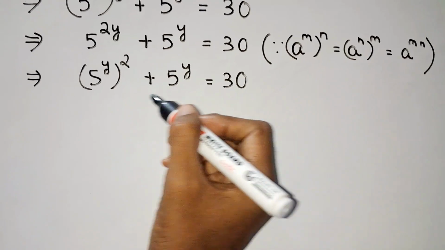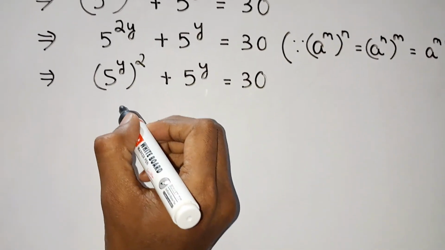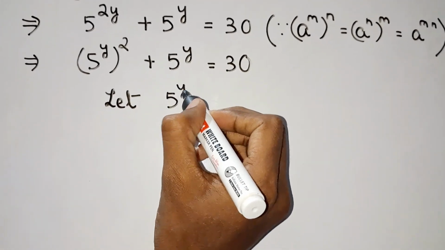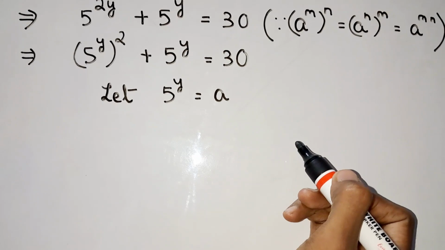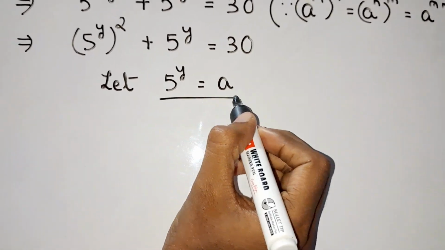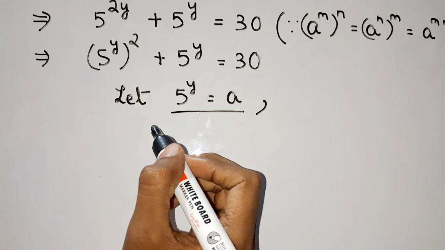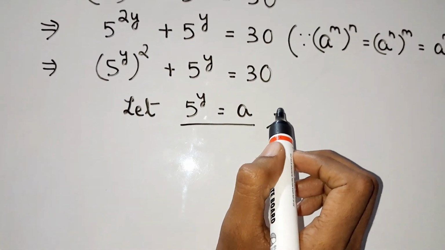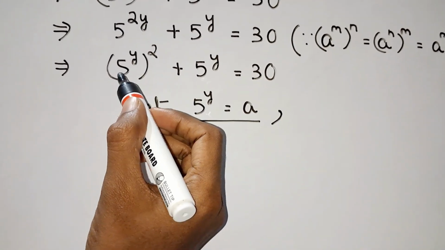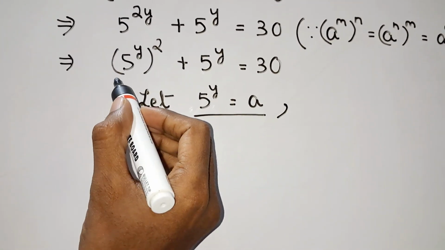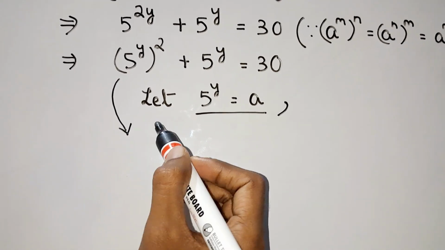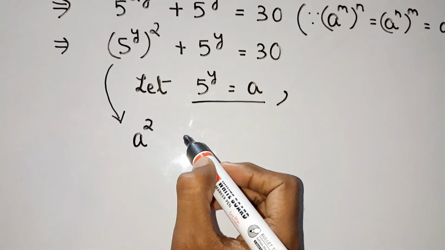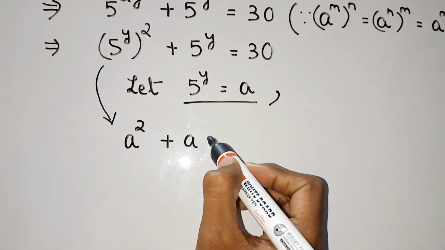Okay, so now what we can do, we can assume 5 to the power y as some other variable, say a. Okay, if we assume this, our workload will get reduced. This will be simplified to just a quadratic equation. That means if we replace 5 to the power y by a, this will get converted to just a simple quadratic equation, a square plus a equals to 30.